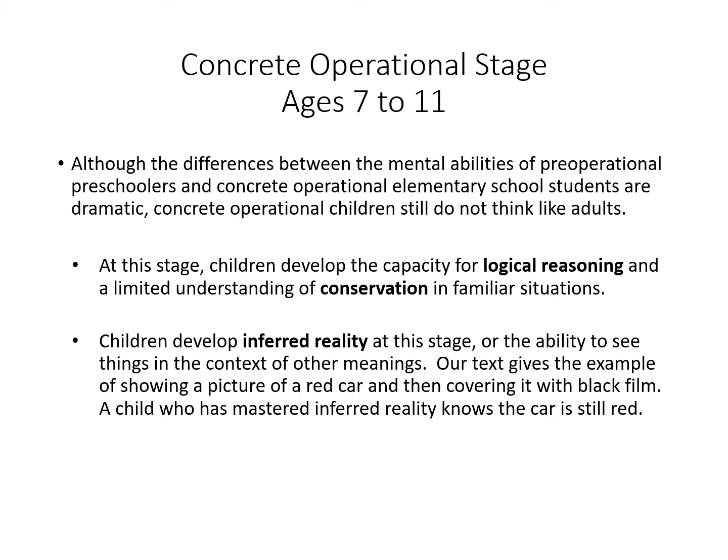Children develop what's called inferred reality at this stage, or the ability to see things in the context of other meanings. Our text gives the example of showing a picture of a red car and covering the car with black film. A child who has mastered inferred reality knows that even though the car looks black, it is still red. He can infer that.